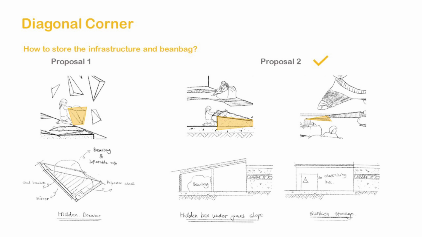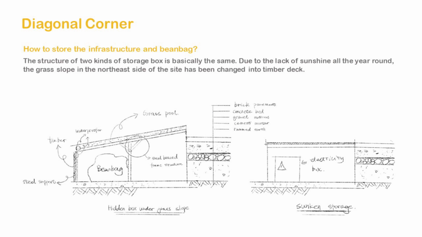But how to store all these beanbags and infrastructure became a problem. I thought about making the mirror installation into a shelf, and the lower mirrors on the walls could be made into hidden drawers. But taking lightness into consideration, to reduce the thickness of the wall, I went another way: to hide storage boxes under grassy slopes and timber decks. The structure of the boxes is shown here.